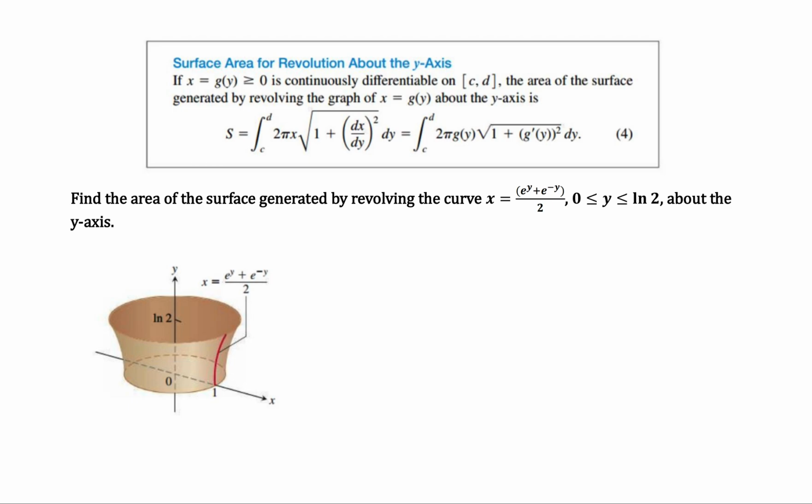It says find the area of the surface generated by revolving the curve x equals e to the y plus e to the negative y, the whole thing over 2, from y values between 0 and the natural log of 2 about the y-axis. So using the formula, I need to find the derivative of that curve x. So I'll go ahead and write that down here.